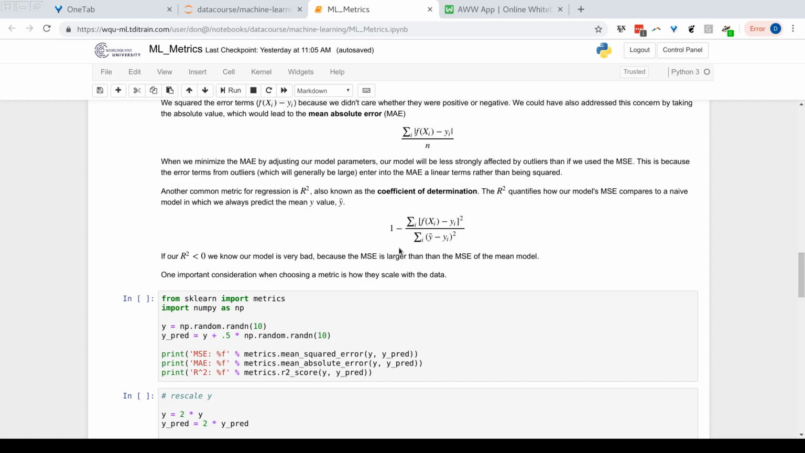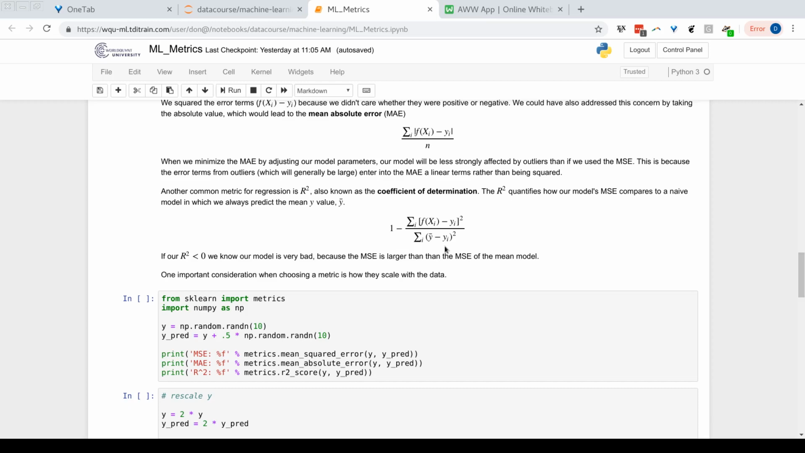If we look at the functional form for this metric, we see it's 1 minus, and we have a fraction. So let's look at the numerator of this fraction. We look at this numerator of this fraction, we have here is the squared error, the sum squared error. So we have f of x minus y squared, sum them all up for all our observations. So the numerator represents our model's mean squared error. In the denominator, we have y hat minus y squared.